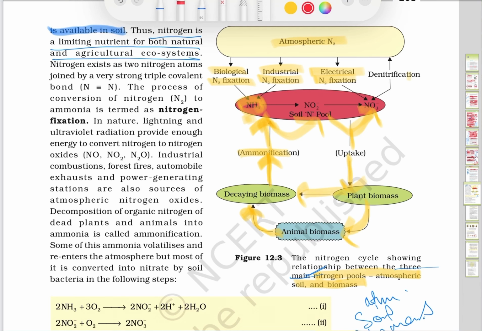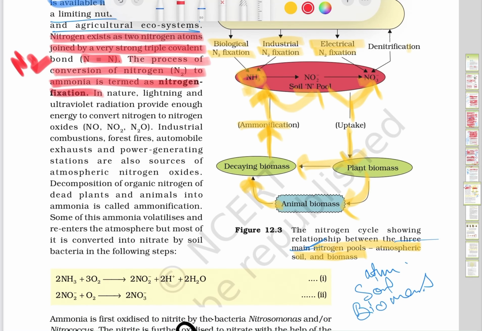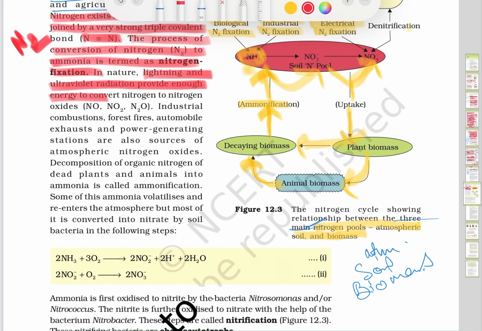Nitrogen exists as 2 nitrogen atoms joined by a very strong triple covalent bond. The process of conversion of nitrogen to ammonia is termed nitrogen fixation. In nature, lightning and ultraviolet radiation provide enough energy to convert nitrogen to nitrogen oxides: NO, NO2 and N2O.